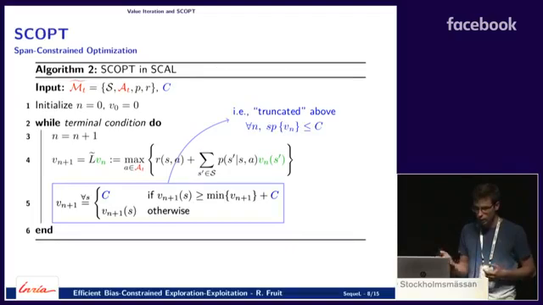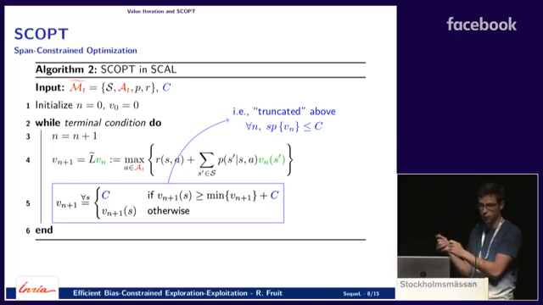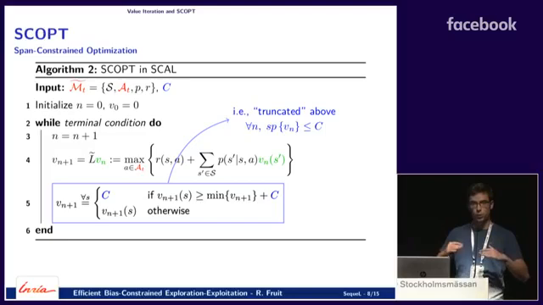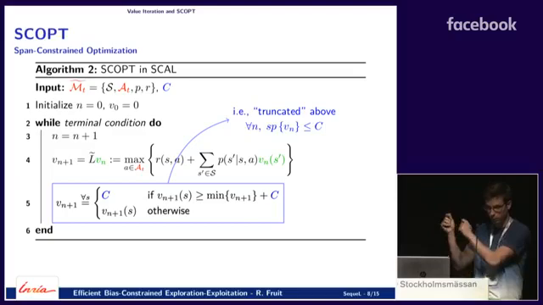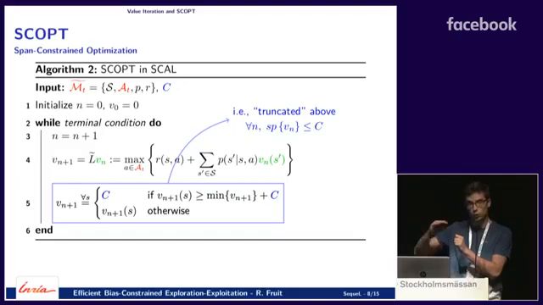So our algorithm, to solve the same problem but with the constraint on the span, is a slight modification of value iteration. We call it SCOPE, for span constraint optimization. After applying the Bellman operator, we check whether the constraint on the span of the value function Vn plus 1 is satisfied, so if the span is bounded by C. If not, we truncate the value vector to ensure that for all n, the span of Vn is bounded by C.